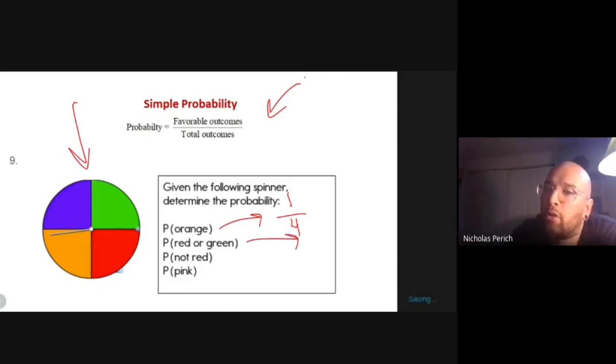What's the probability of me getting a red or a green? Well, there's 4 possibilities here, so my total outcomes are 4. One of them's red, and one of them's green. So that's 2 possibilities, 2/4. And then one of you's like, oh, sir, can't you simplify that? Yes, I can simplify that.